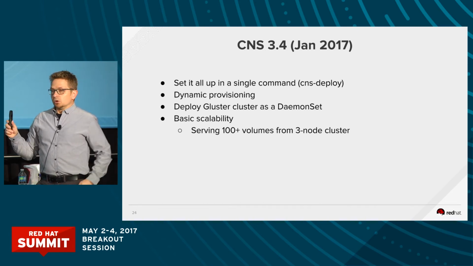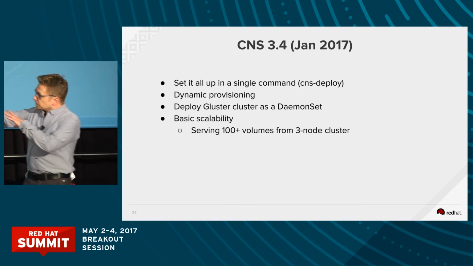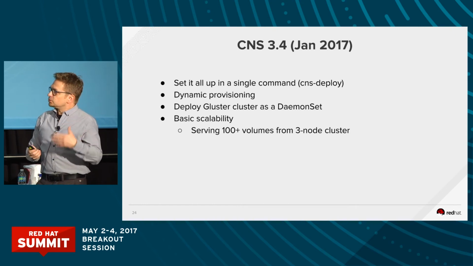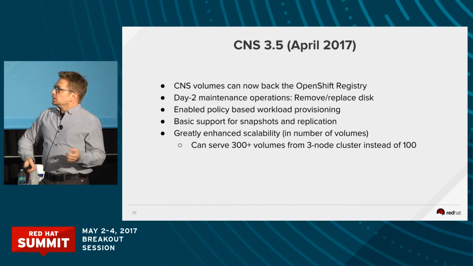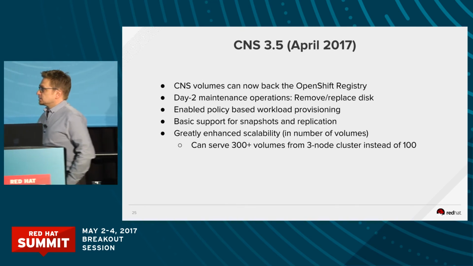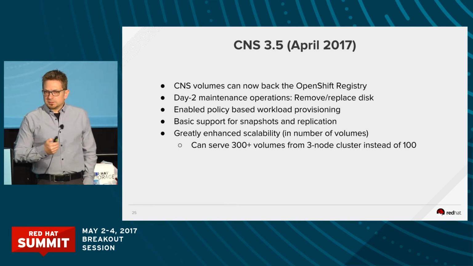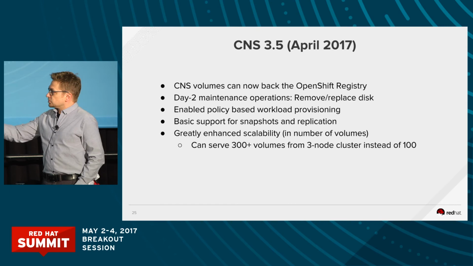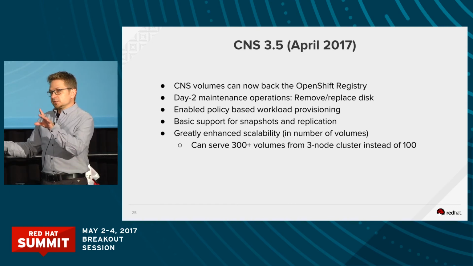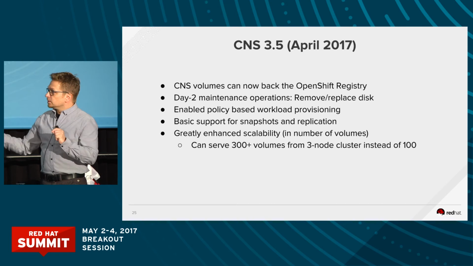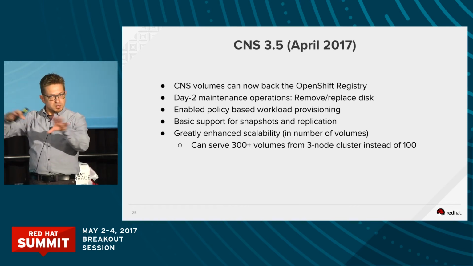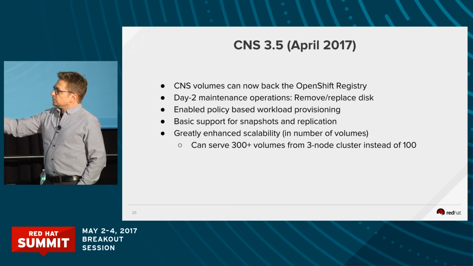CNS is always chugging along with the OpenShift releases. So CNS 3.4 was building on OpenShift Container Platform 3.4, which in turn is building on Kubernetes 1.4. Just recently, we released CNS 3.5, which improved a couple of things. CNS volumes can now back the OpenShift registry. We have a documented process for this. This is not the end of the line, but this is what we offer here. We have improved day-to-day maintenance operations like replacing or removing a broken disk and automatically figuring out where to get new storage for that. That was an important thing to be done.